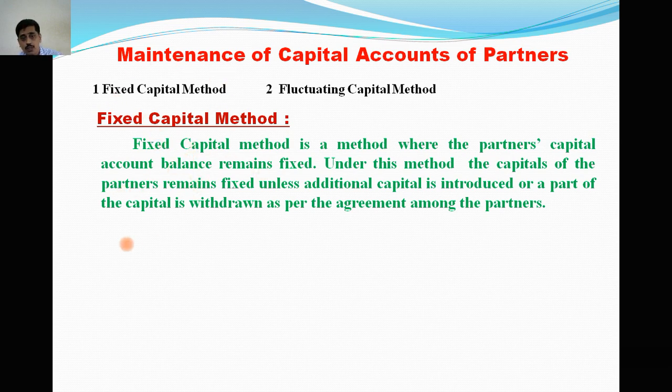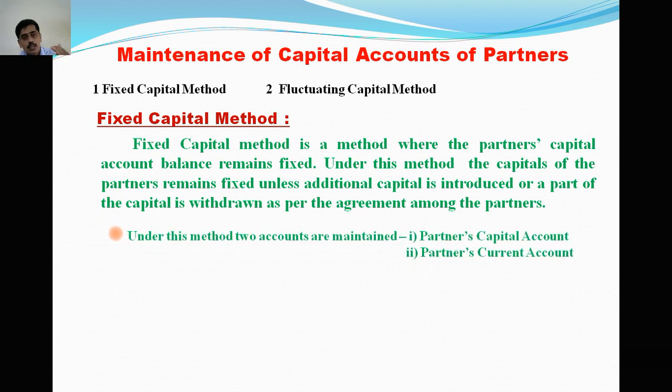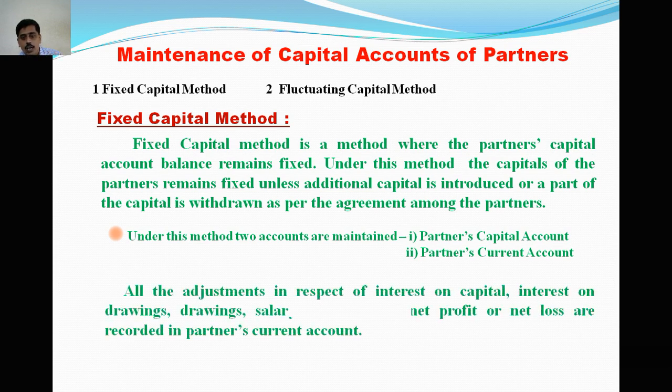Then how does it remain fixed? A question arises: how do partners' capital remain fixed even after carrying on operations? Capital balance remains fixed because all adjustments in respect of interest on capital, interest on drawings, salary and share of net profit or net loss are recorded in a separate account called the partners' current account. Under this method, two accounts are maintained. One is the partner's capital account and the other one is the partner's current account.